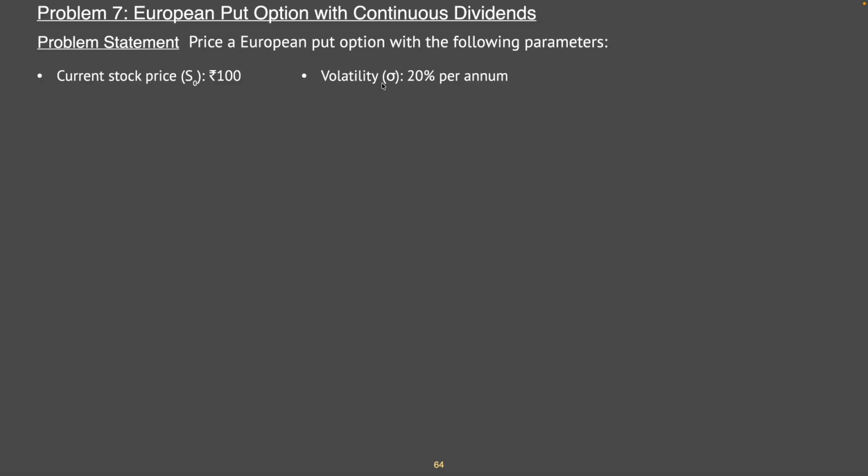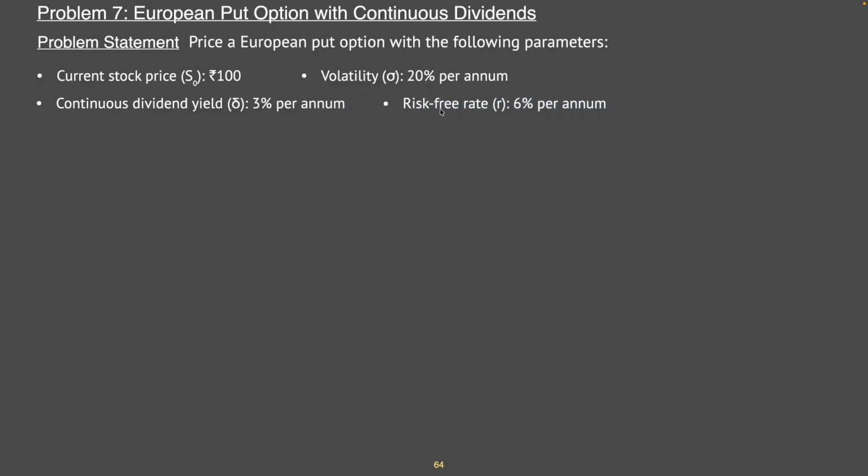So based on the value of the volatility, we can calculate the value of U and D. This volatility is nothing but the implied volatility of the stock, which is the volatility implied by the stock through historical price movements. So continuous dividend yield has been given, which is 3%.